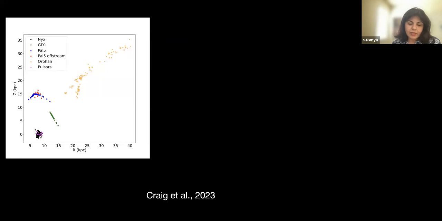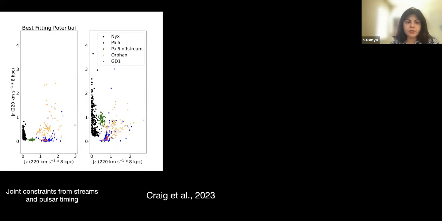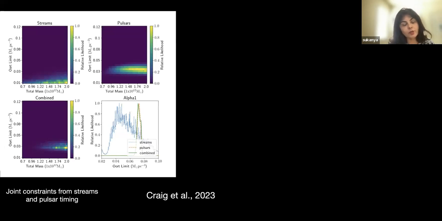So my student looked at a set of streams here, some of which overlap with the pulsar, some of which go further out in the galaxy. And the goal here is to get joint constraints from stellar streams and pulsar timing. And given the clustering in action space and a statistical method that we use to determine the best fit potential, we get the potential from stellar streams, and we can then determine joint constraints for both of these techniques, from direct acceleration measurements and from the streams.